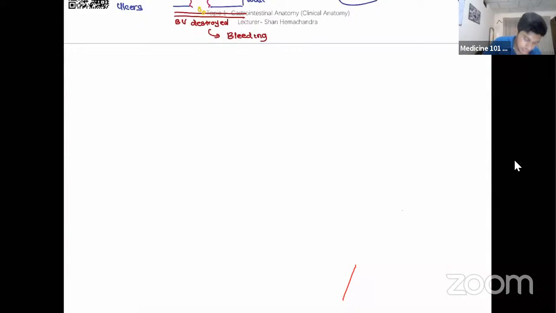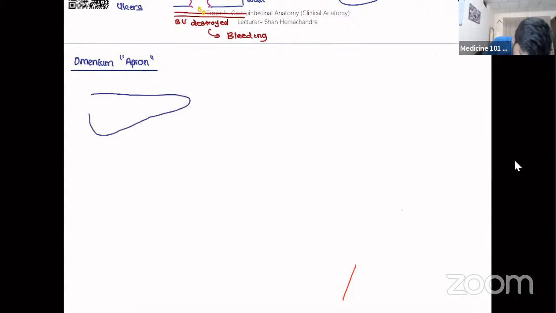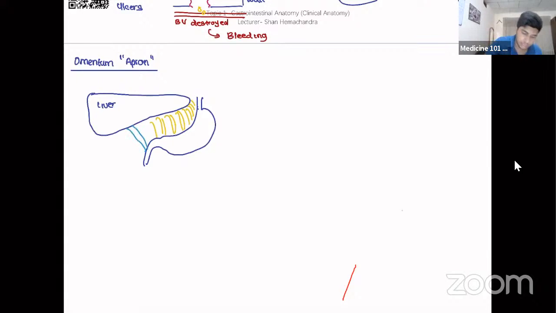Okay, let's take a look at the structure. This thing called the omentum. If you know Latin, it means apron. In Latin, it means apron. Now, this is the liver. This is the stomach. Over here, we have the first apron. Don't completely draw it. You need to draw a connection here with the duodenum. It's a ligament.